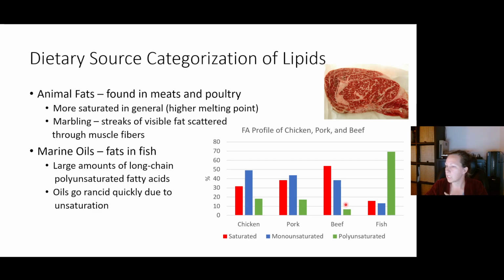Okay, so that is it for this week. And the next week we'll start going through more functionality and nutrition of fats.